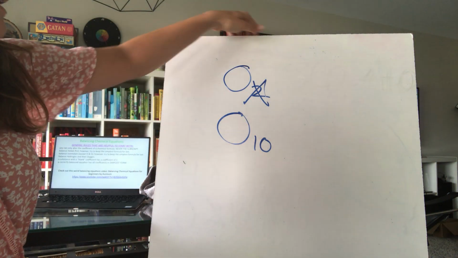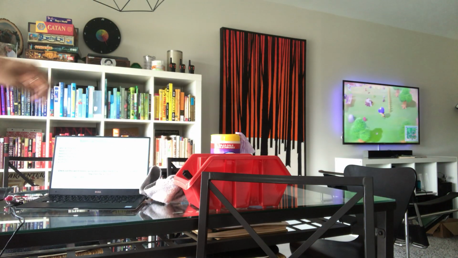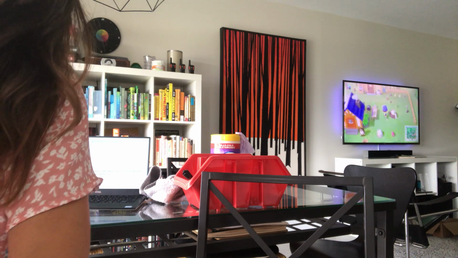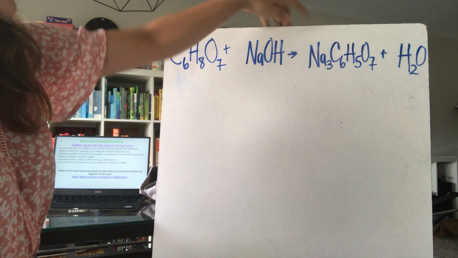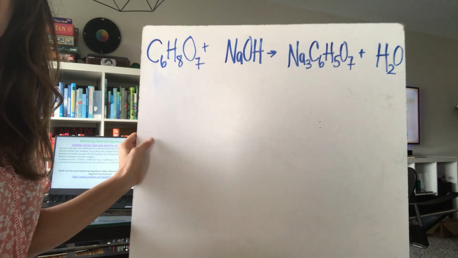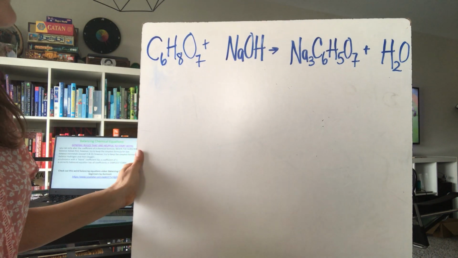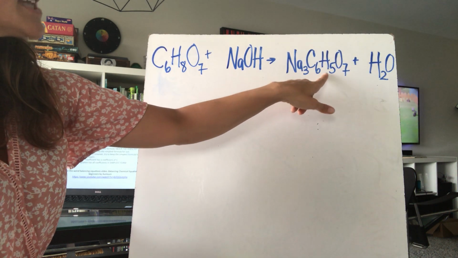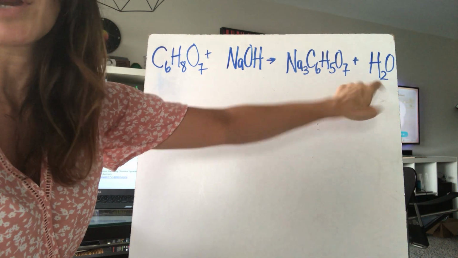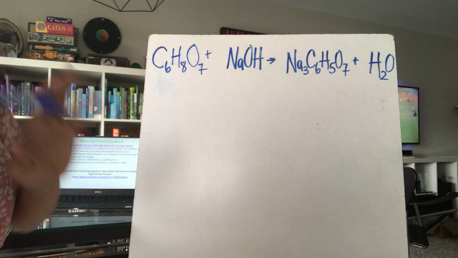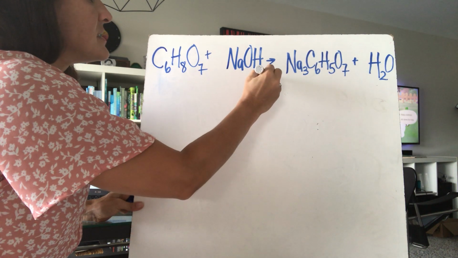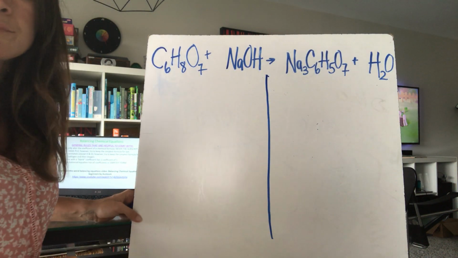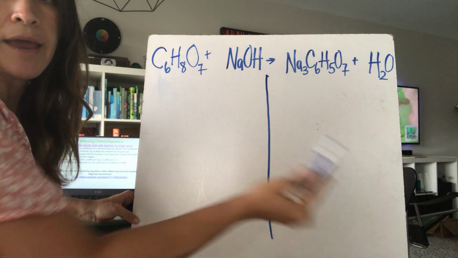Okay, so moving on. We're going to do another chemical equation that is in your slideshow right here. Here we have C6H8O7 plus NaOH yields Na3C6H5O7 plus water H2O. First step, divide it. So divide it between reactants and products.